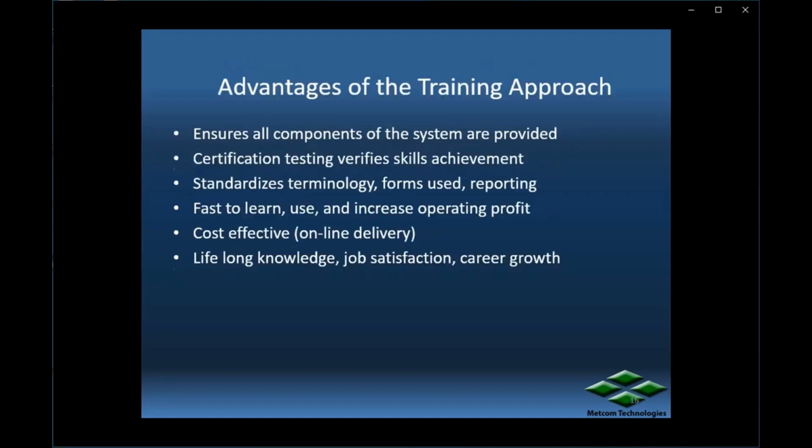Advantages of this training approach include ensuring all components of the system are provided. Skills achievement are verified through certification testing. The training system standardizes terminology, data collection and calculation forms, and reporting. The training system is fast to learn, easy to use, and helps to increase operating profit. It's cost-effective, particularly due to its online delivery, and the training provides lifelong knowledge for increased job satisfaction and career growth.